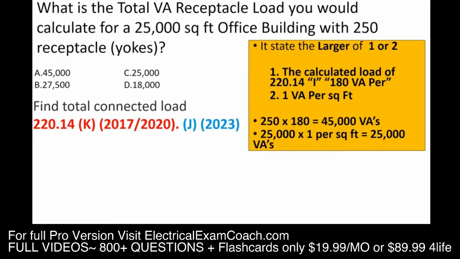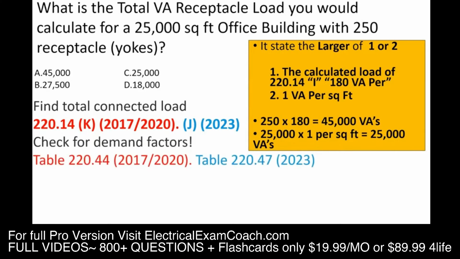Let's do our first one. We have 250 receptacles multiplied by 180 VAs each. That gives us 45,000 VAs before demand factors. Part 2 says we need to take it at 1 VA per square foot. So we take 25,000 square feet multiplied by 1. That equals 25,000 VAs. That portion of the calculation we're done, but that first part, there is a demand factor that applies to it. So we check for demand factors.